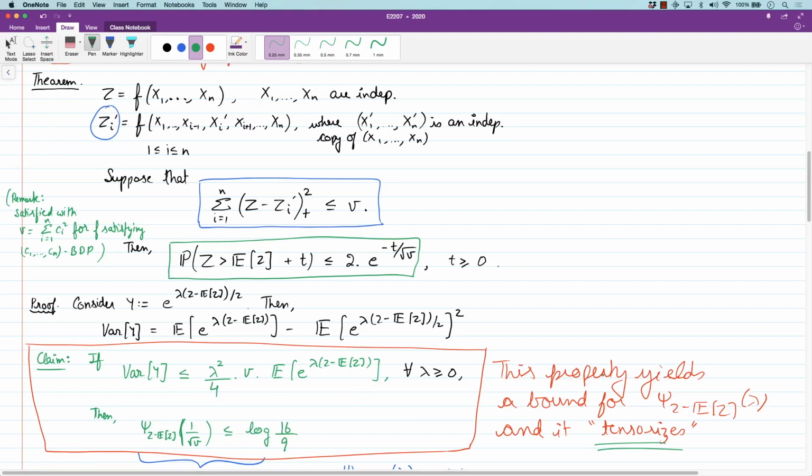And when that function inequality holds, we'll get another bound for the log moment generating function. This is the so-called Herbst argument, and it will lead to the entropy method. That's what we will do in the next lecture.